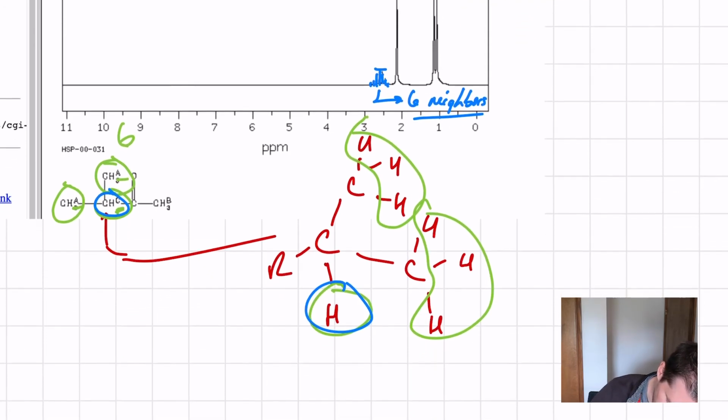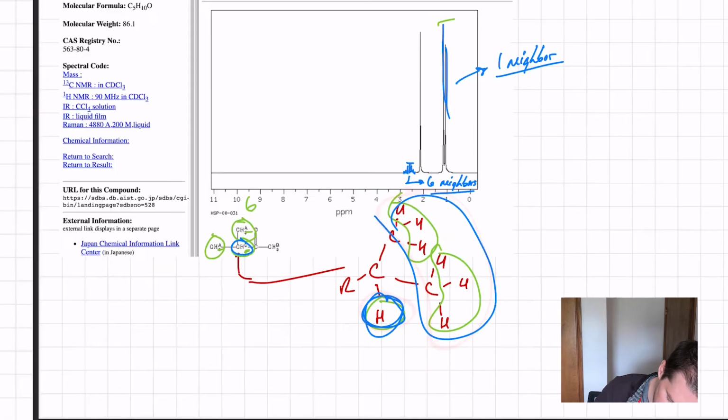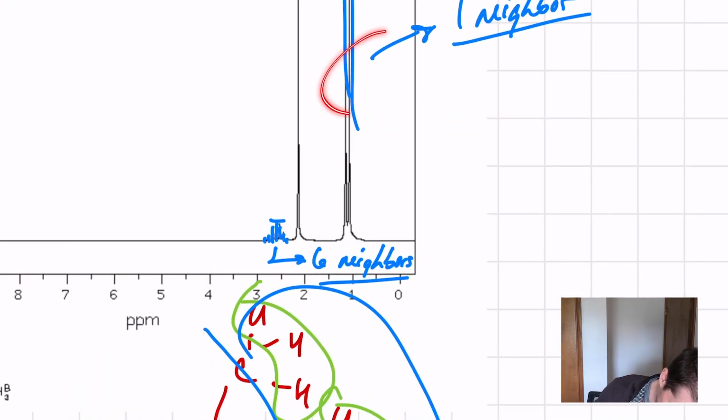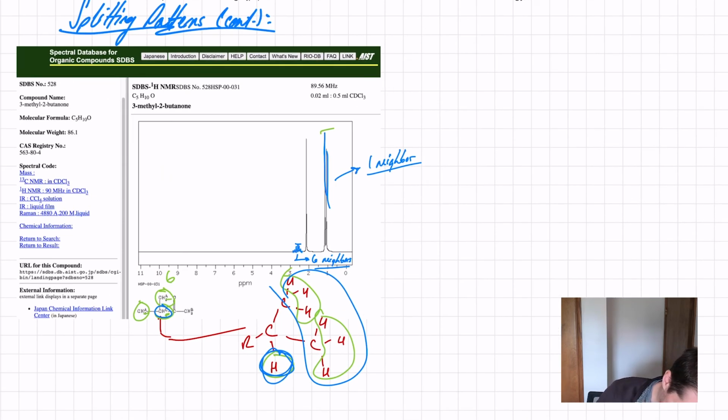Well, that is right here. This one guy has 6 neighbors, and these 6 guys have 1 neighbor. So you can see that these peaks kind of interact with each other in those ways, right? And that identifies an isopropyl. So this, in conjunction with this, is an isopropyl group.